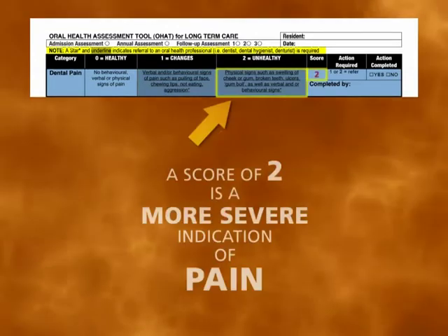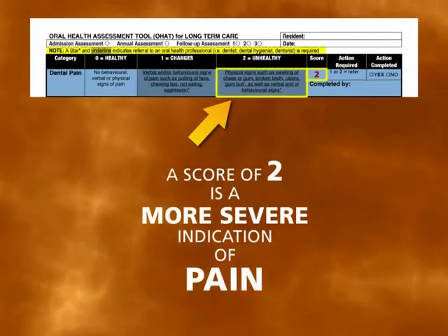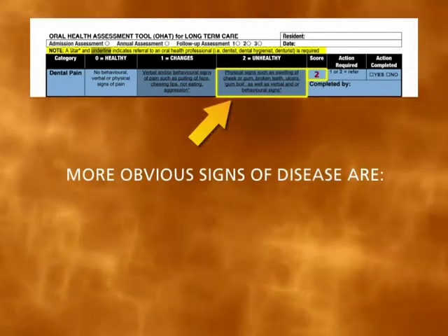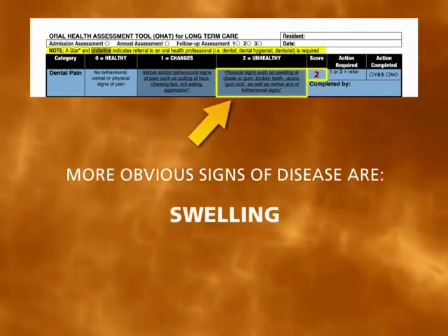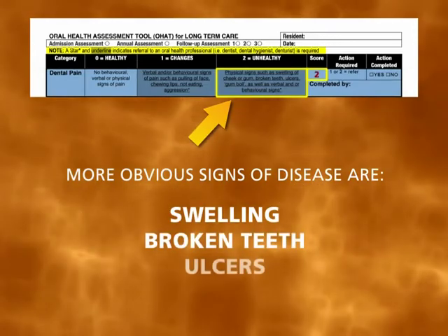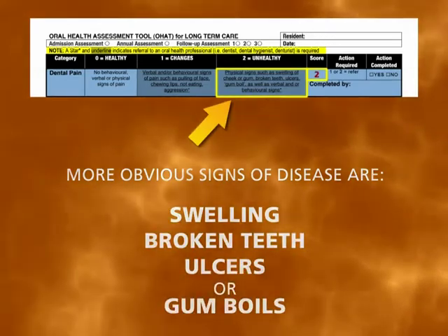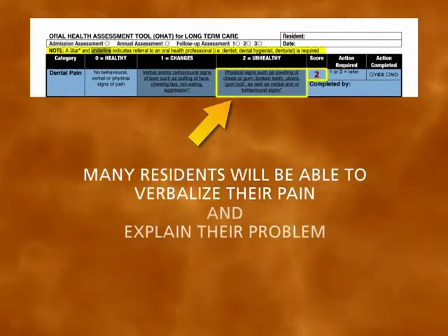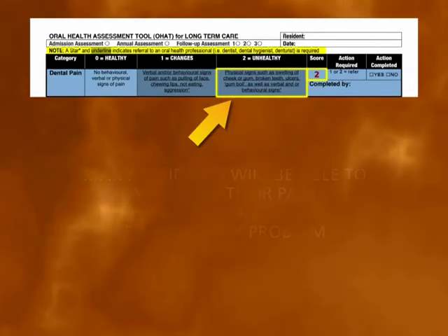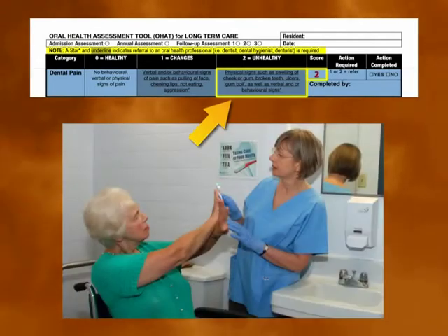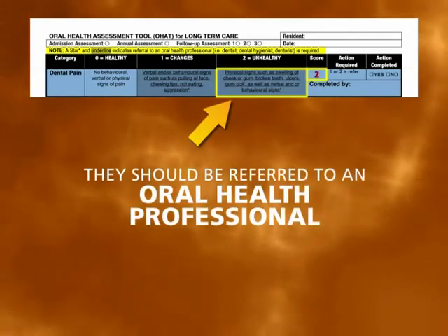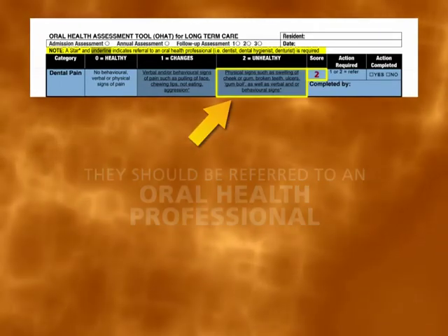A score of 2 is a more severe indication of pain. A resident may have more obvious physical signs of disease such as swelling, broken teeth, ulcers, or gum boils. Many residents will be able to verbalize their pain and explain their problem. Residents with dementia may respond to mouth pain with aggressive behavior. In this situation, they should be referred to a dental professional.